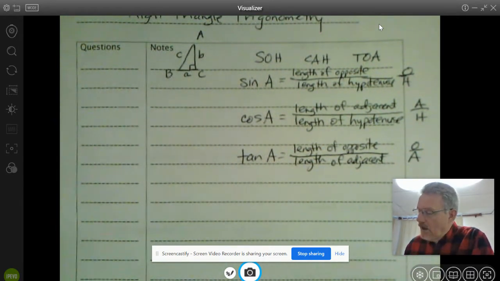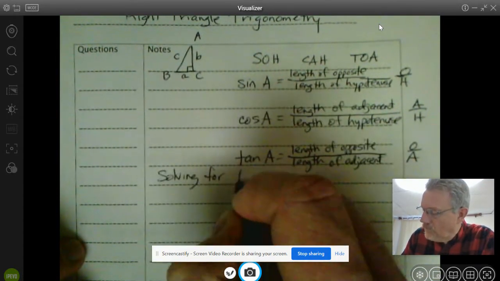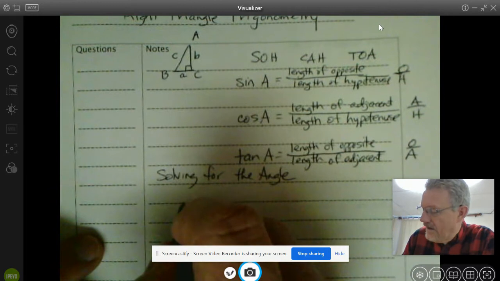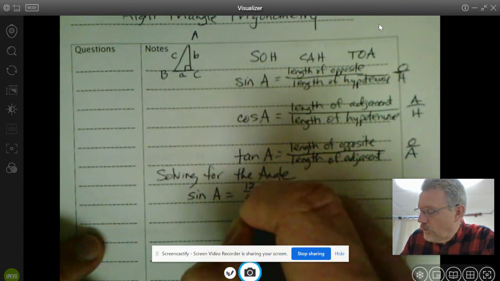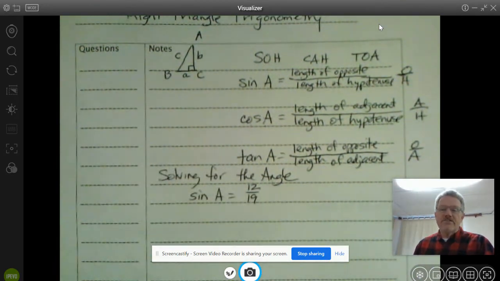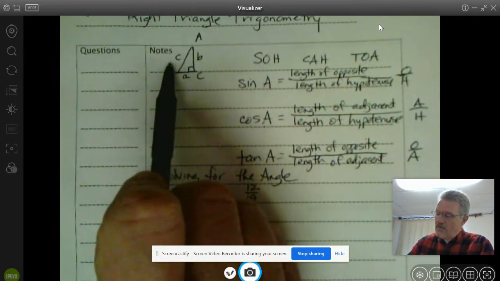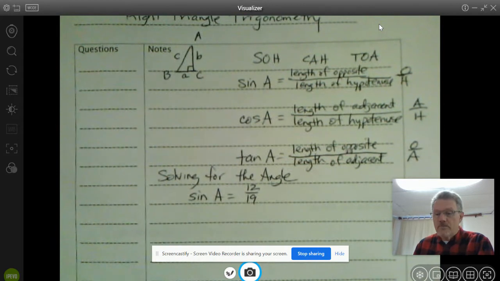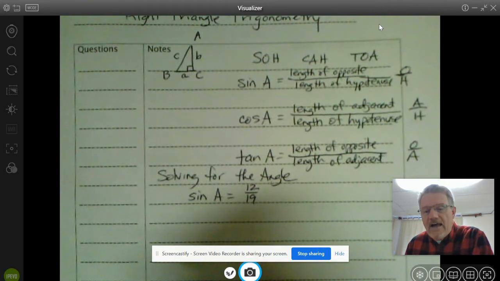Okay, so I talked about solving for the angle. Let's say that I have sine A equals 12 over 19. Is that possible? Sine is opposite over hypotenuse. The hypotenuse has to be the biggest side, and 19 is larger than 12, so that's possible.